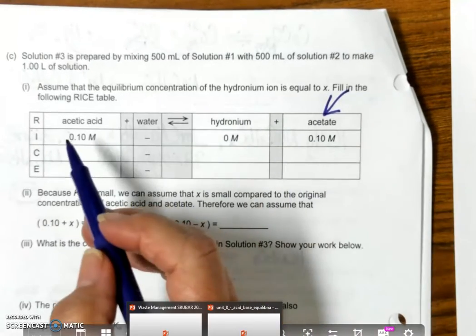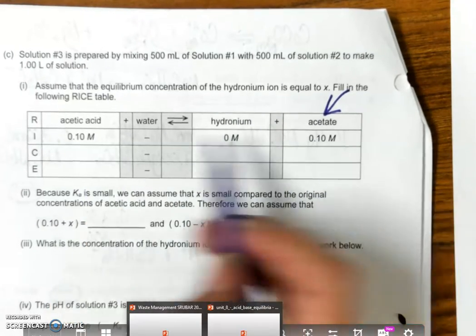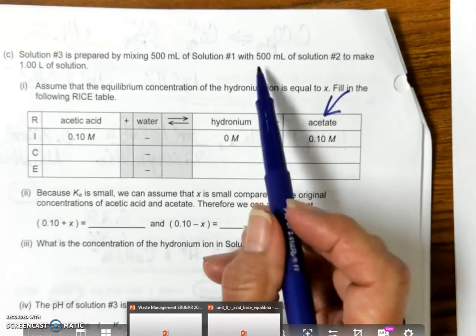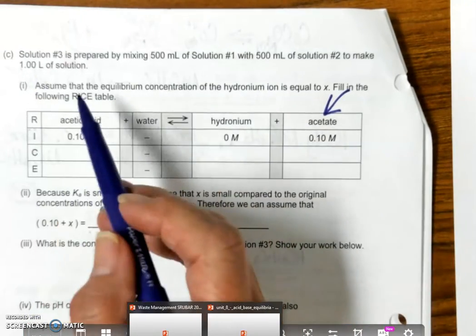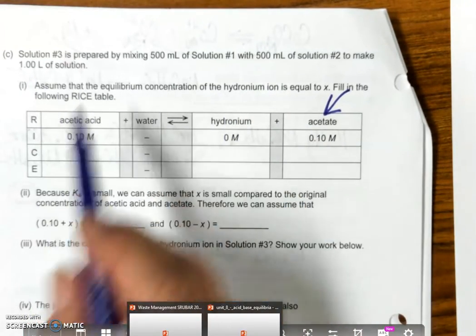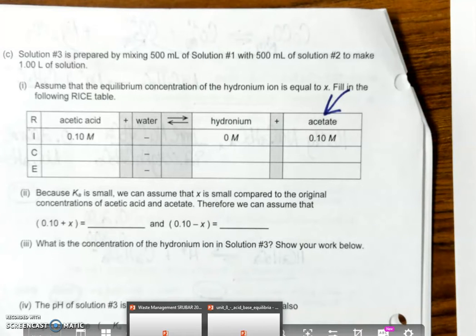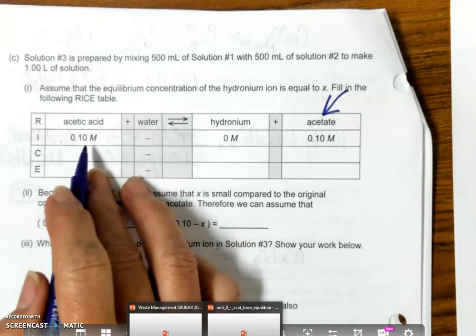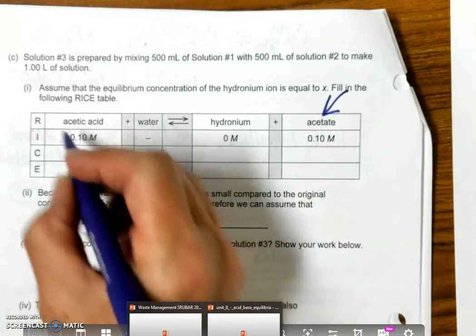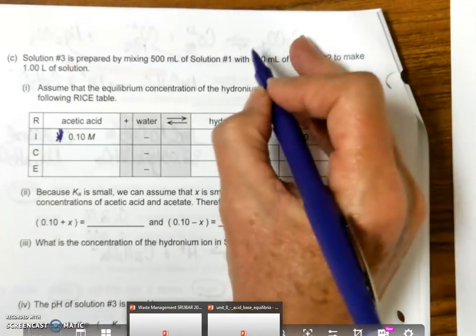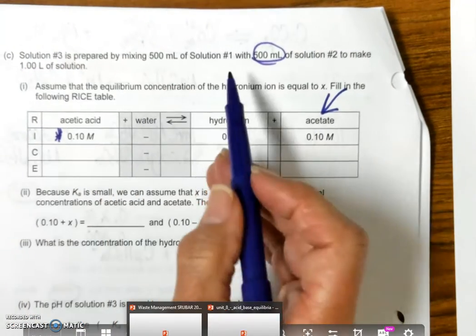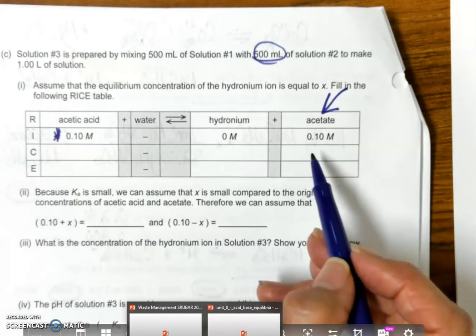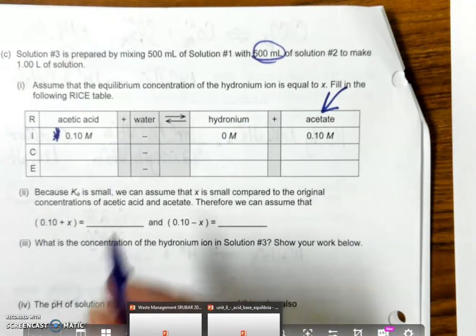Now notice that I started out with 0.2 and 0.2. Why is it now 0.1 and 0.1? It's because I added 500 of one and 500 of the other. I basically went and diluted it with the other solution. So my total volume now is 1,000. Take 500, mix them together, and now I've got 0.1 and 0.1. So that is an important step to remember, that I am actually cutting the concentration of each of these in half because I'm doubling my volume.